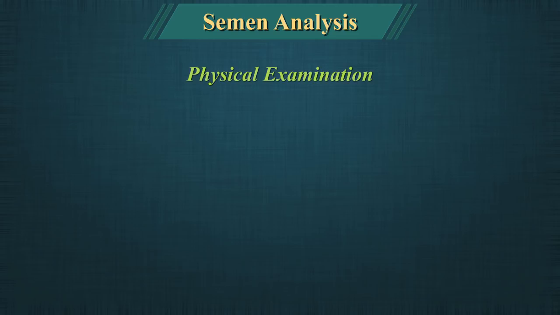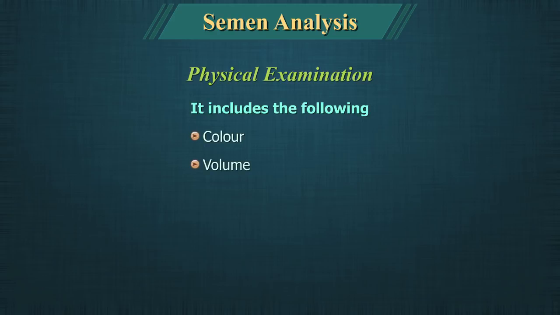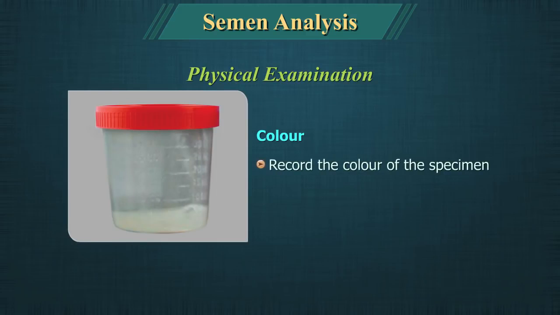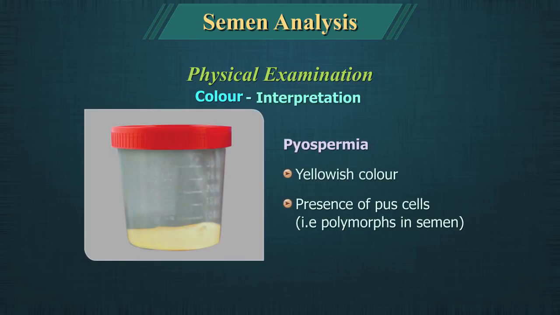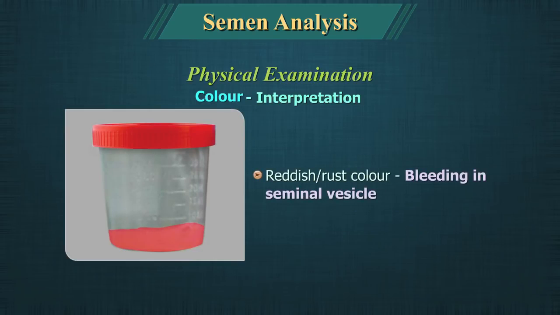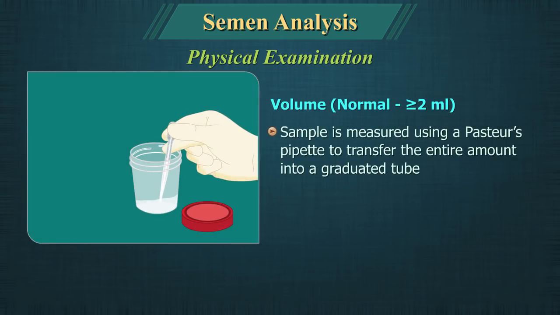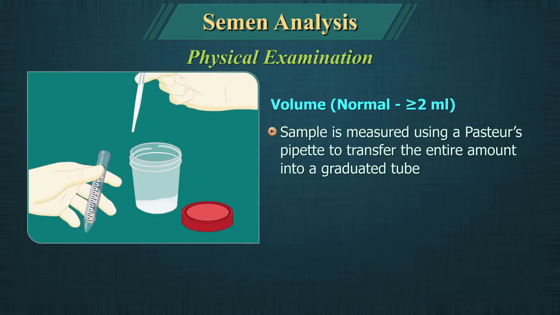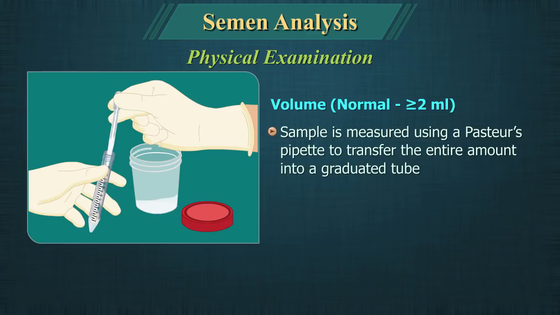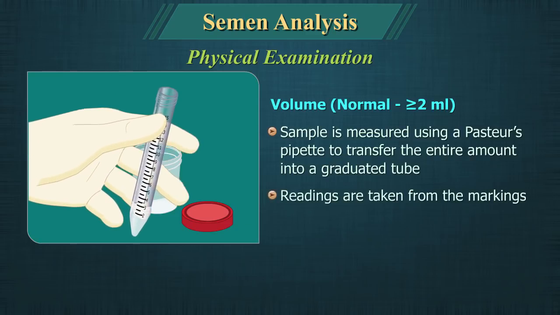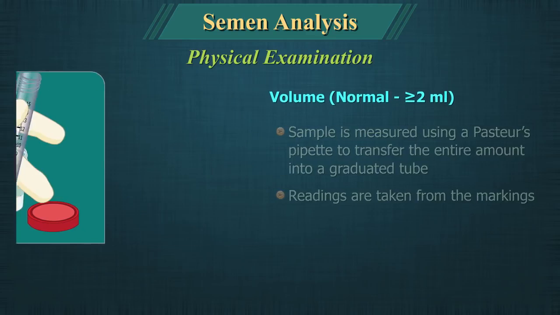Physical examination of semen. The physical examination includes color, volume, liquefaction time, and viscosity. Color. Record the color of the specimen. Normal color is grayish-white. A yellowish color may indicate pyospermia, and reddish or rust color may indicate bleeding in the seminal vesicle. Volume. Volume of the semen sample is measured using a Pasteur's pipette to transfer the entire amount into a graduated tube. The readings are taken from the markings.